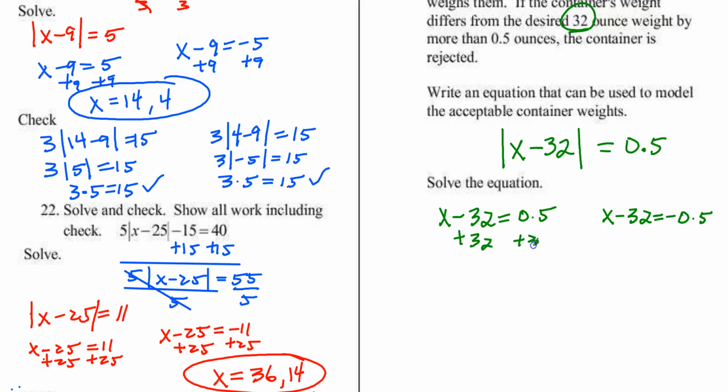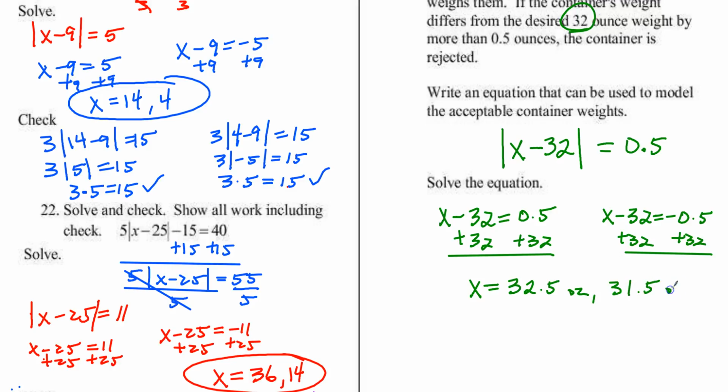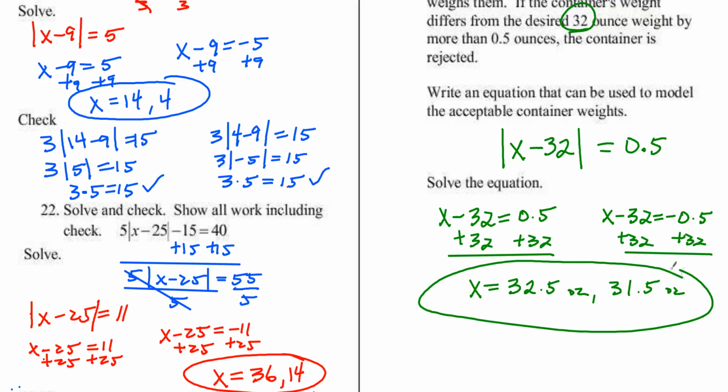Add the 32. Once again, probably could have done mental math for this last part. It has to be within half an ounce of 32 ounces. It has to be either 32.5 ounces or 31.5 ounces. Anything outside of that will be rejected.